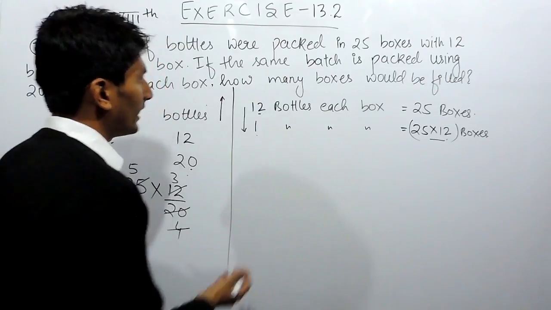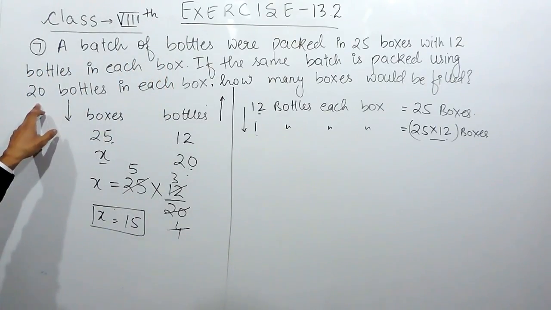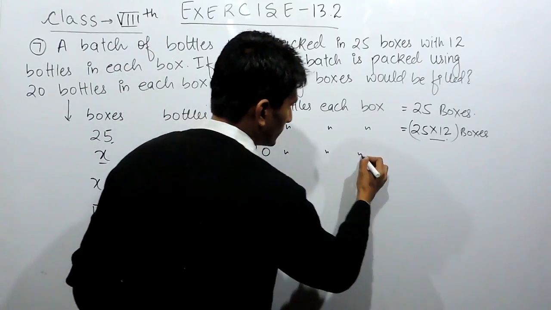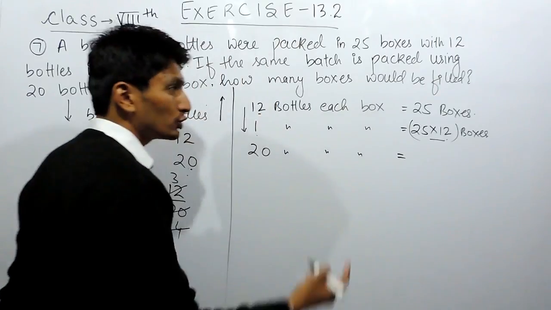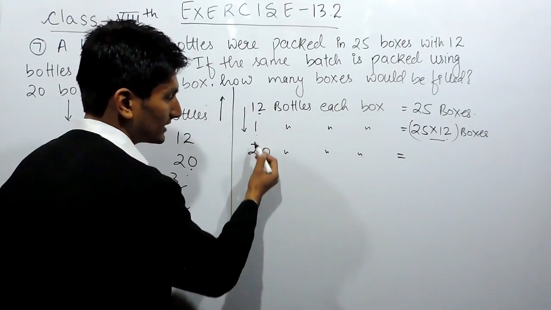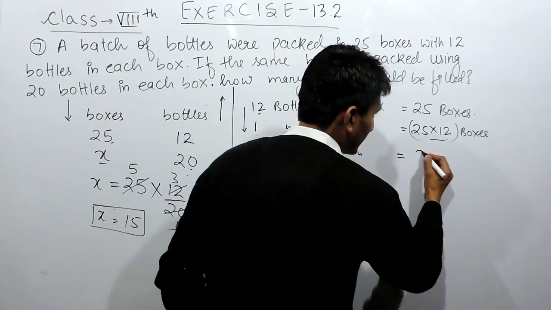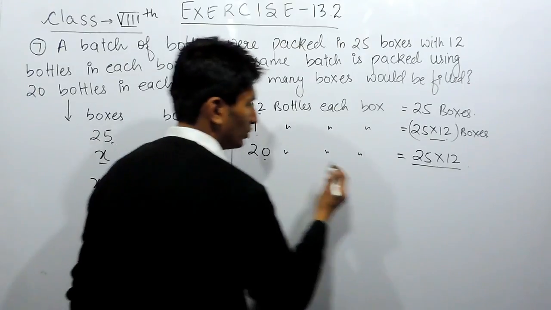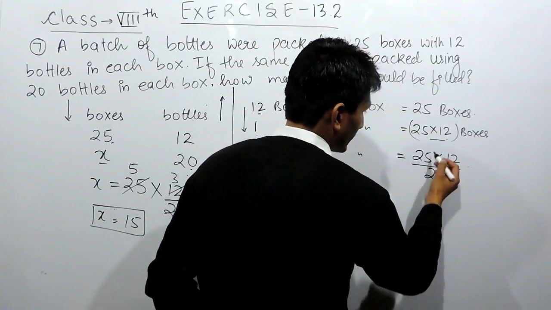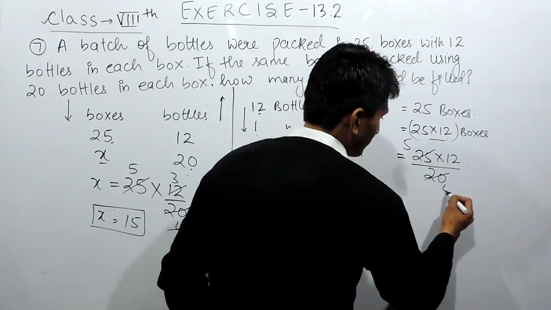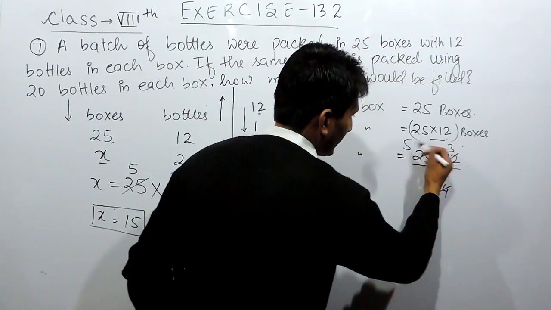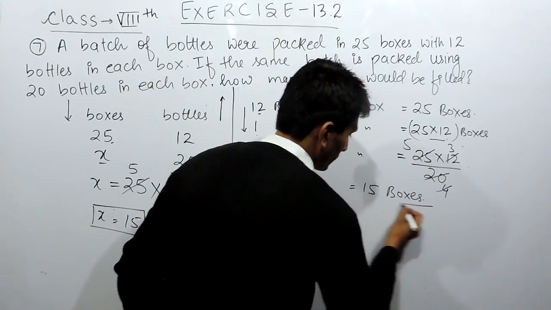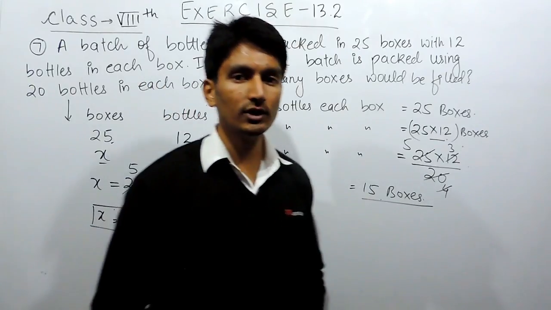Now you have to find out if I pack 20 bottles in each box. Now if I want to pack 20 bottles in each box, the number of boxes required should be less, because here the number of bottles has been increased. So to decrease the number of boxes, I have to divide this by this value, which is 20. Now you can cancel this 5 times 5, 4 times 4, this is 3 times, and again the answer will be the same, which is 15 boxes. So this is how you can solve this question.